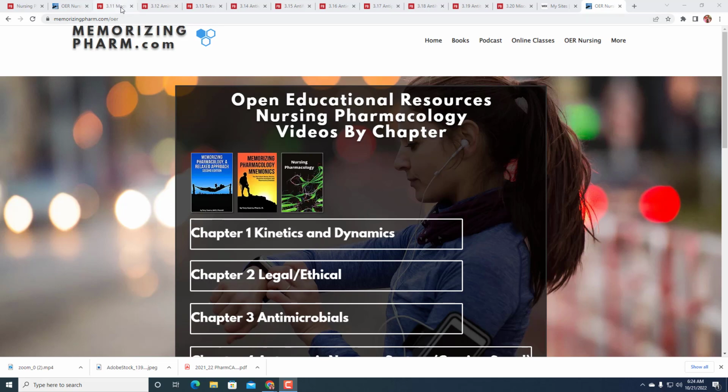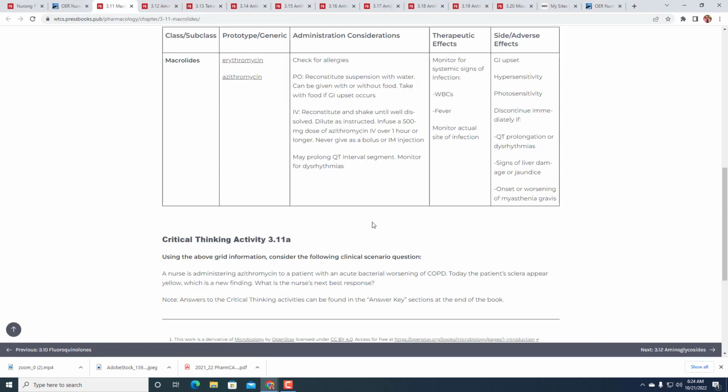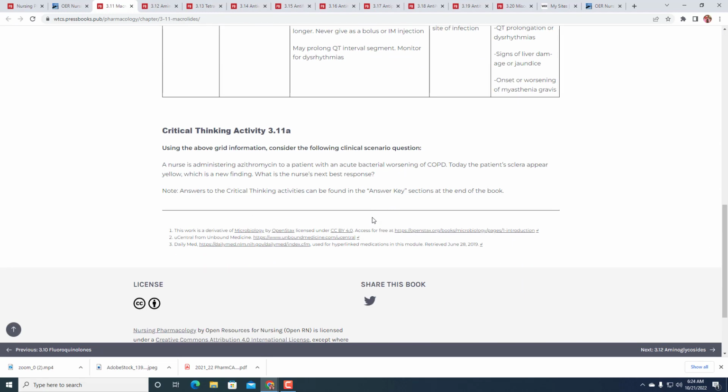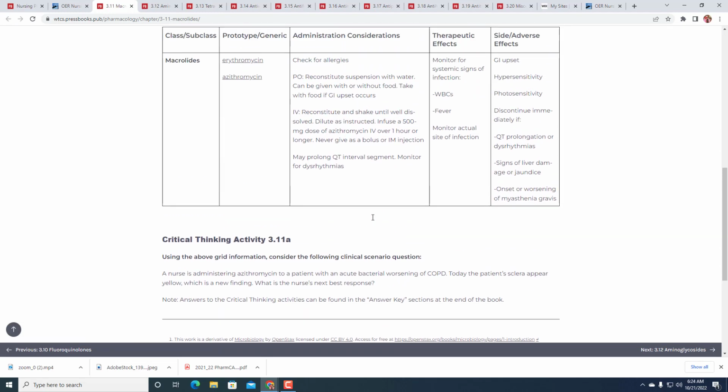So let's start with the first case, 3.11. We are in the macrolide chapter. A macrolide, you can tell by the ending. Be careful, it's not just mycin, M-Y-C-I-N, but T-H-R-O-M-Y-C-I-N: erythromycin, azithromycin. Clarithromycin, which isn't listed here, is also one if you want to think about the endings. Again, I'm Tony Guerra, pharmacology professor at Des Moines Area Community College.